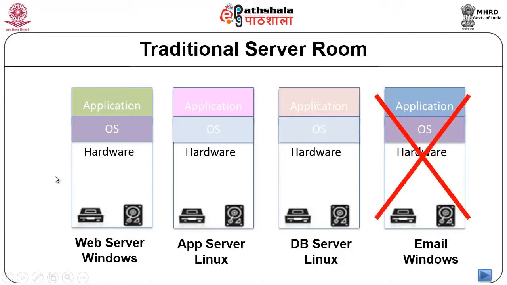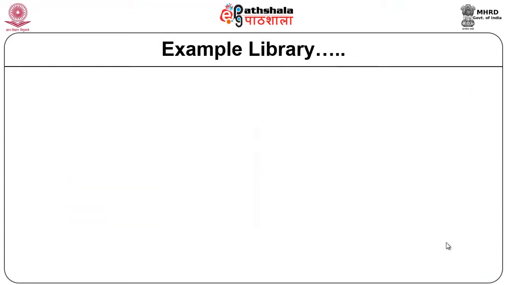So, what happens in this traditional system? If one server is down, the machine is down. Say machine number 4 goes down, then what will happen? The email will not be available. Till this machine comes back up, we cannot access the email.